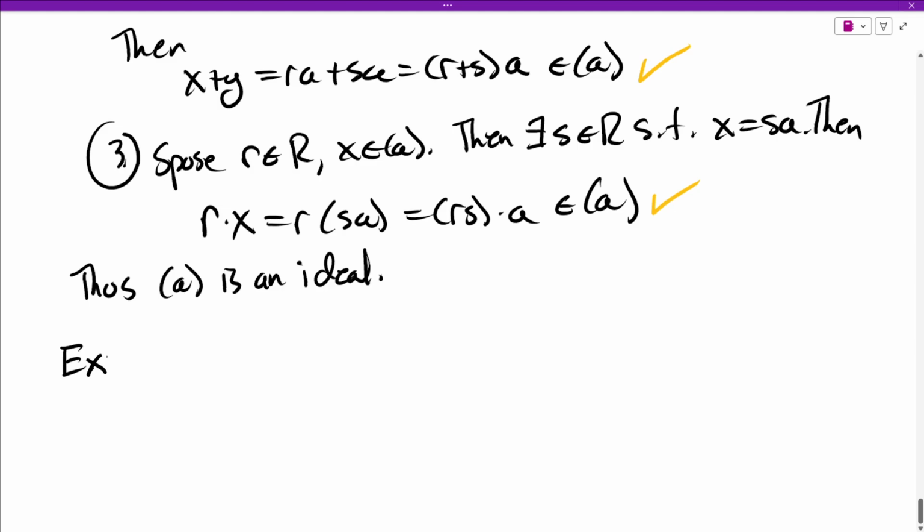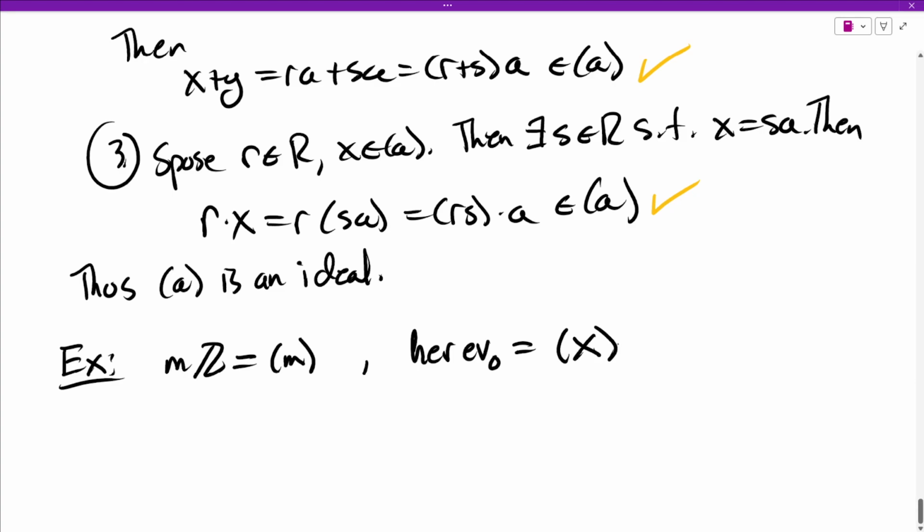As a quick example, mZ, these multiples of m, is better written as (m). The kernel of the evaluation map up top that we did in the previous video is really all multiples of x, so we'd write it like (x), and so on. Okay, so this is helpful shorthand for saying, hey, I want to take all multiples of something. And in fact, these are ideals. All right, so in the next video, we're going to look at when the principal ideal generated by A is actually everything.